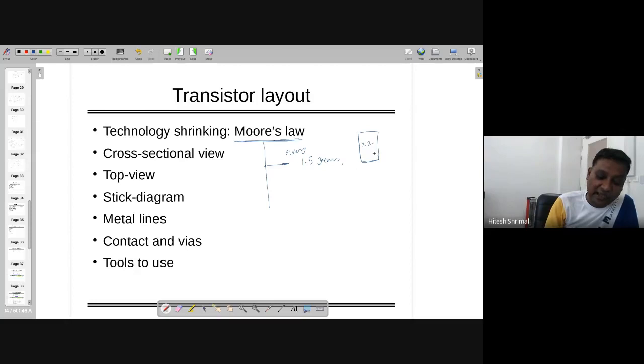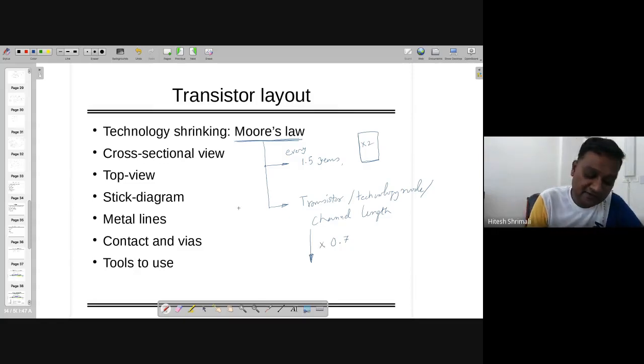But this is going to happen only when you reduce the technology node or the transistor size. We call it the technology node. When we say technology node, it's equivalent to the channel length, which we have already seen. That has to be reduced by 0.7 times.